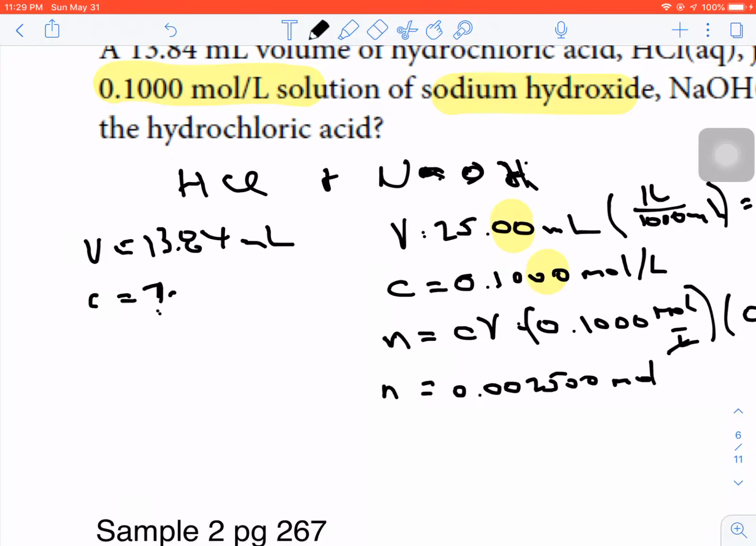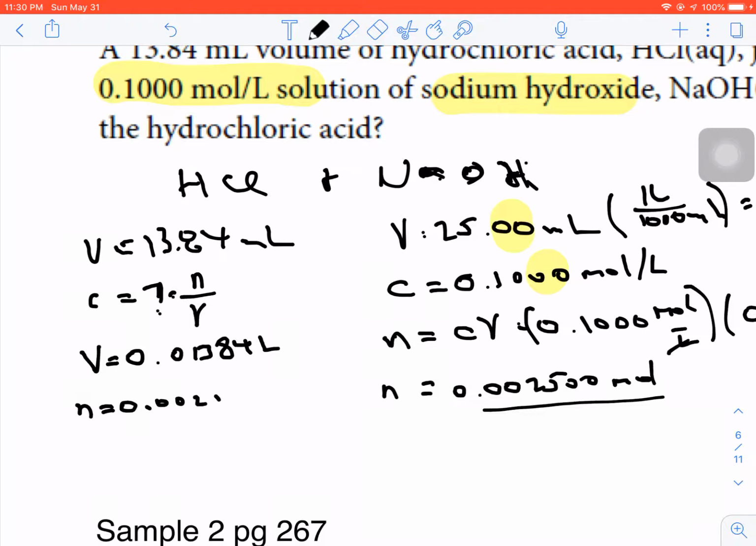Concentration is equal to number of moles divided by volume. Right, number of moles divided by volume. I know the volume. I should actually convert that into liters up there. So volume, I'm going to divide it by 1,000 to get liters. 0.1384 liters. And what I now know is if I have this many moles of base, when I've neutralized it, I will have neutralized the same number of moles of acid. So I'm just going to take this number from here, moles of base, and make it the same as my moles of acid.